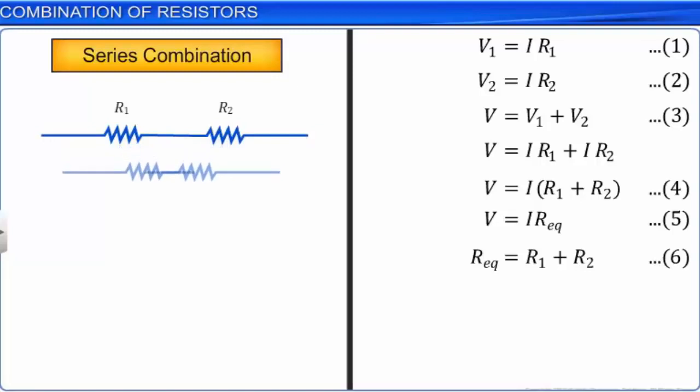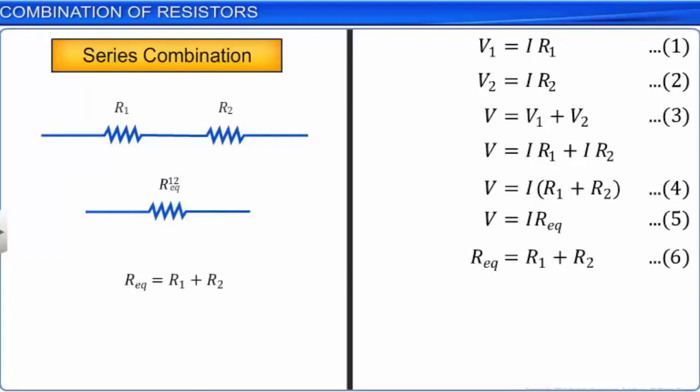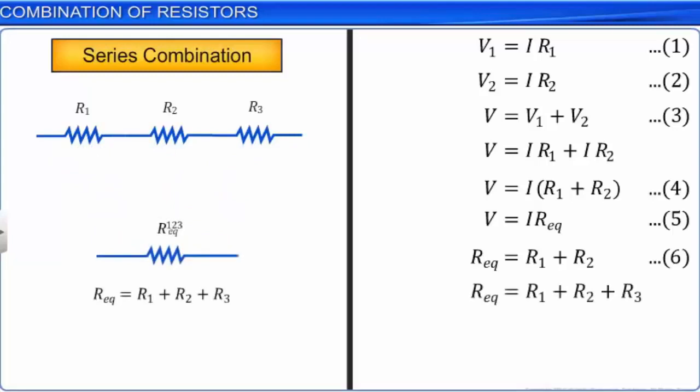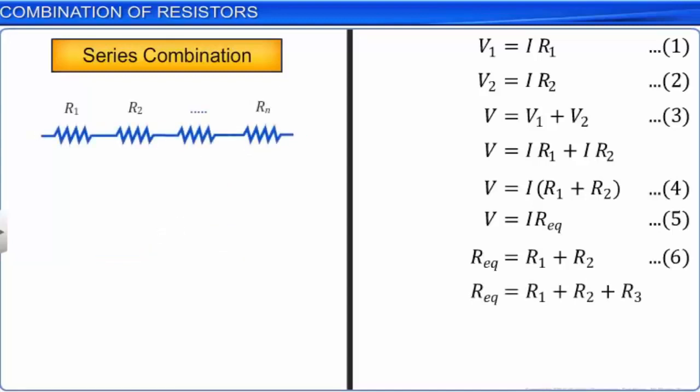When three resistors of resistances R1, R2, and R3 are connected in series, the equivalent resistance for this combination is equal to R1 plus R2 plus R3. We can extend this to a series combination of n number of resistors with resistances R1, R2, and so on up to Rn. The equivalent resistance of this combination is equal to R1 plus R2 and so on up to Rn.